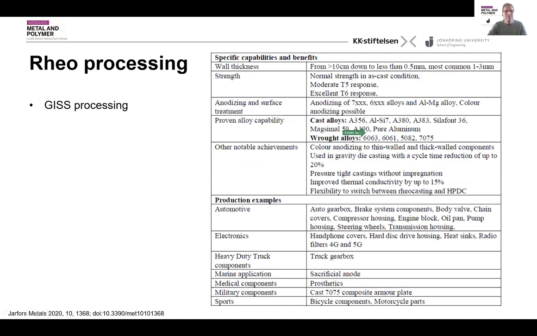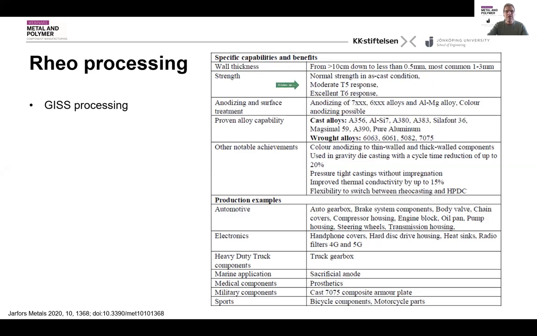Now, if you look at it, there are a number of differences or similarities between the processes, and you will hear quite a lot more about the GISS process later on, but there are some things that we need to highlight. So one thing is wall thickness. As you will see, GISS has been working quite a lot with electronics components, and that means that wall thickness has been important. So it has a high capability of low wall thickness.